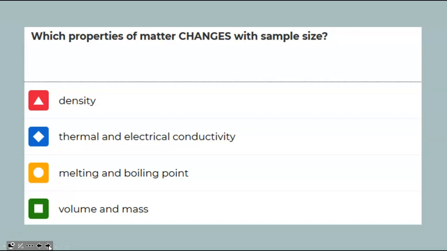Okay, so which properties of matter changes with the sample size? And the correct answer is volume and mass. All of the rest of these properties of matter, it doesn't matter how much of a sample I have, how little or how small. The density of an object is not going to change. Conductivity, melting and boiling point, these do not change. Volume and mass are not true properties of matter. They are dependent on how much of the object you have. So how much water I have or how much of any element I have. Volume and mass will change.